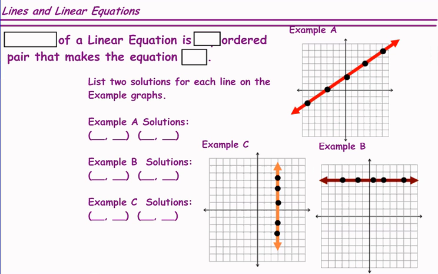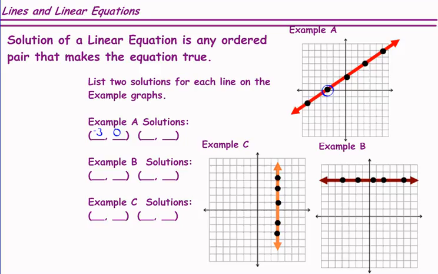Now, lines and linear equations, part 2. The solution of a linear equation is any ordered pair that makes an equation true. Now, I've put some dots on my graphs. These are the same ones from our previous slide that have some solutions. Now, this ordered pair right here is -3, 0. And I want you to write down one of the ordered pairs that are listed. You can't write down mine. You have to write down your own in this other spot.